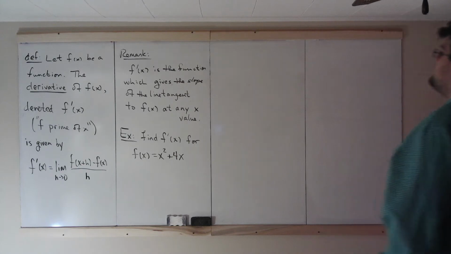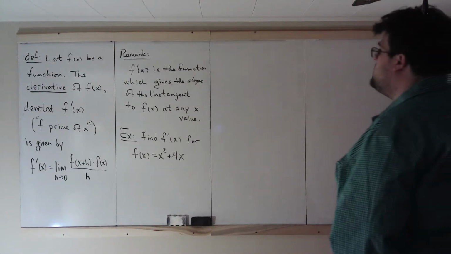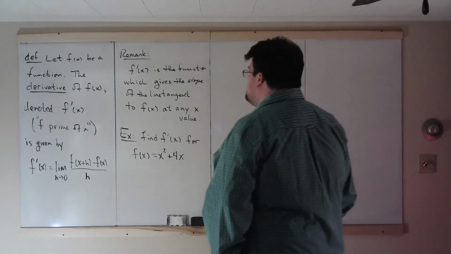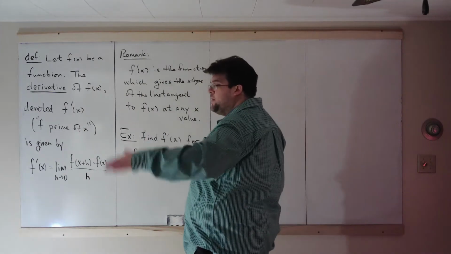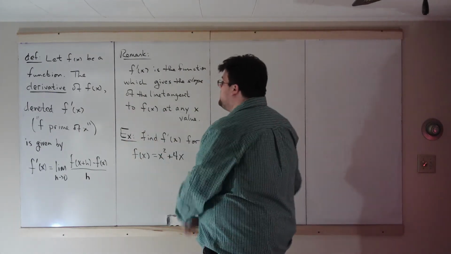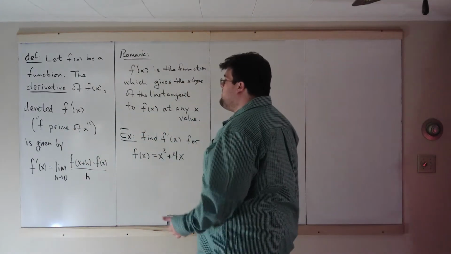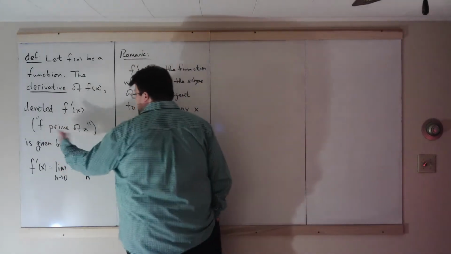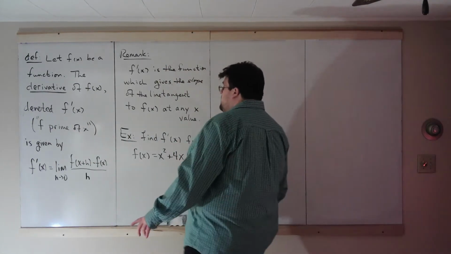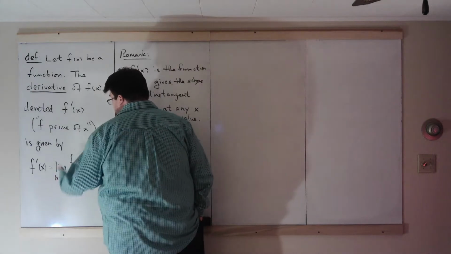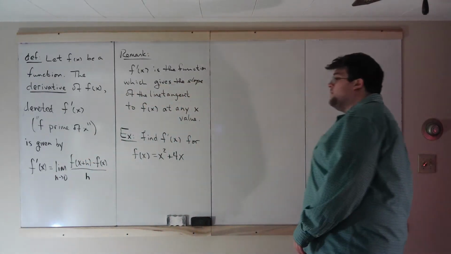Definition. Let f of x be a function. The derivative of f of x, denoted f prime of x, so this is f, it's not to the 1 here. That's kind of like an apostrophe, a big straight apostrophe. So the derivative of f of x, denoted f prime of x, that's red f prime of x, is given by this equation. F prime of x equals the limit as h approaches 0, that's an h, of f of x plus h minus f of x over h.